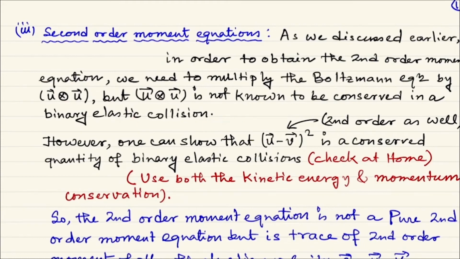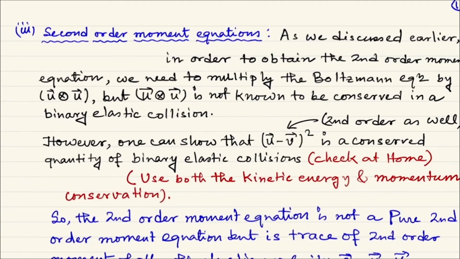That we don't know. One thing we know is that u square is conserved, and one can actually show that. Please do that at home. That is a very good homework. If all the components of u are conserved because of the momentum conservation in a binary elastic collision, and u square is also conserved due to the kinetic energy conservation, then (u minus v) whole square is also conserved. v is a constant once again.